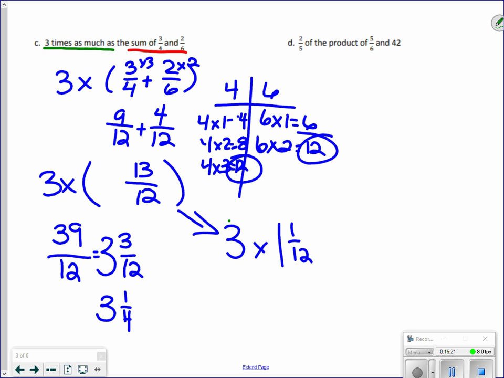So it's whole times the whole, 3. Whole times the numerator, 3. Do you add your denominators? No. So I don't touch my denominator. 12. Again, you would be surprised the number of people who get that wrong. So again, I need to simplify that. 3 and 1/4.